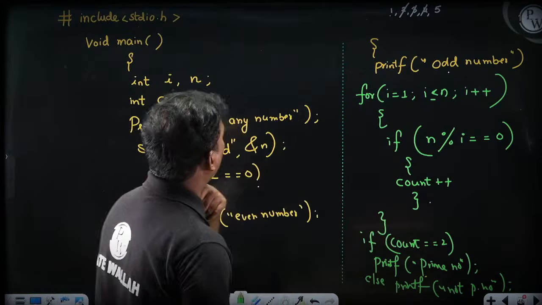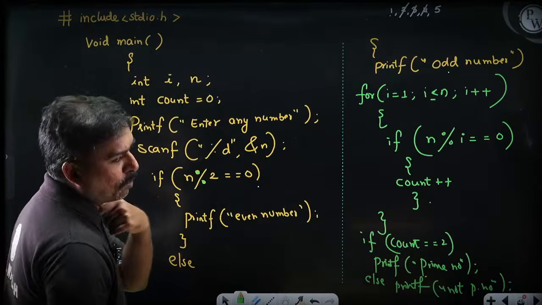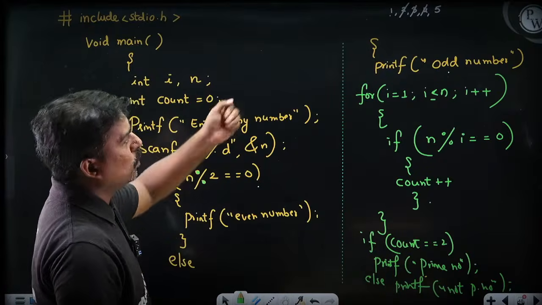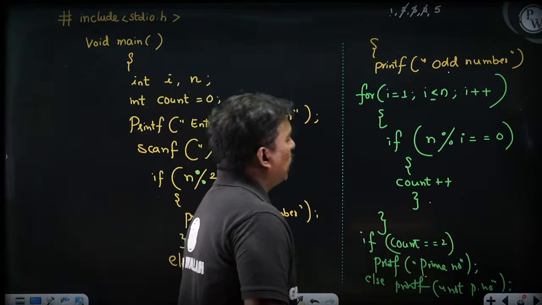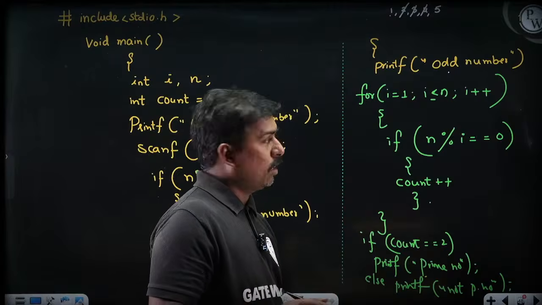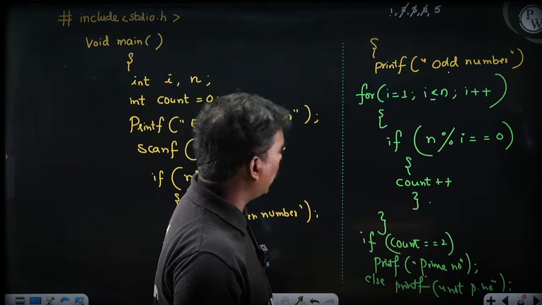Suppose you take 1, 2, 3, 4, 5. 1 divided by 2, the remainder is not equal to 0. Like that, 2 divided by 2, 2 is an even number. Now suppose it is an odd number, then how do we find out what the question is asking?